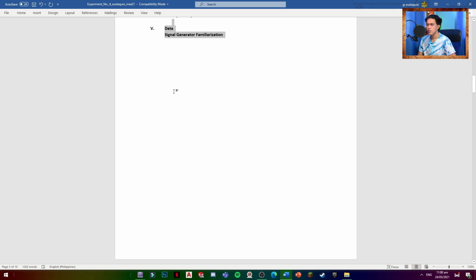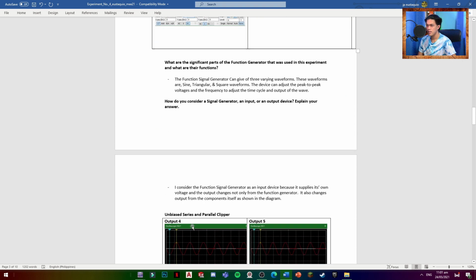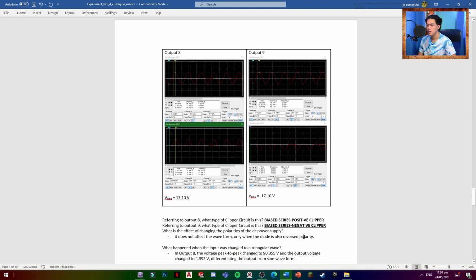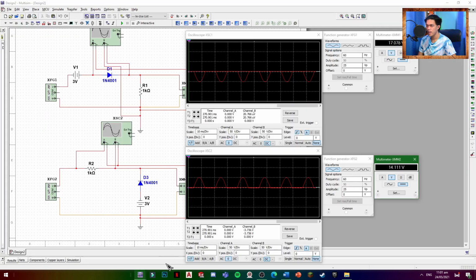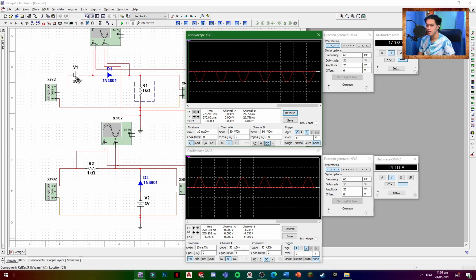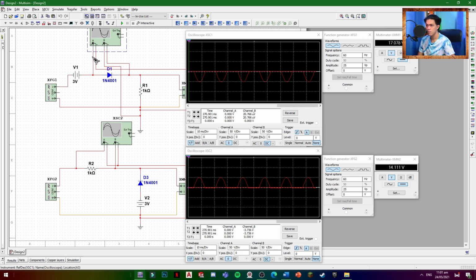So here are the data that I have gathered for outputs 8 and 9. Here is where I gathered that data, from this Multisim. You can see here a resistor, a DC power source, the oscilloscope, the ground, one diode, and one voltmeter. Same here, but the DC source is here with the diode connected in parallel.